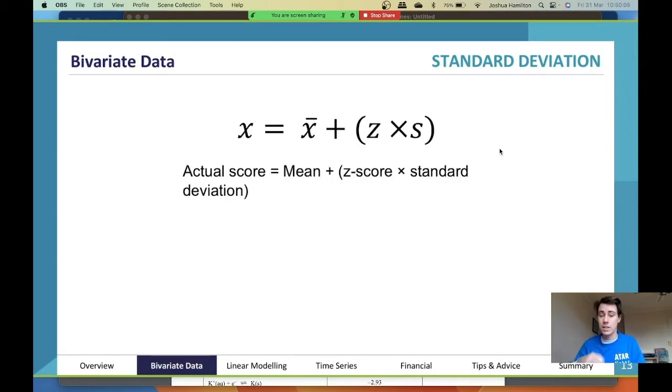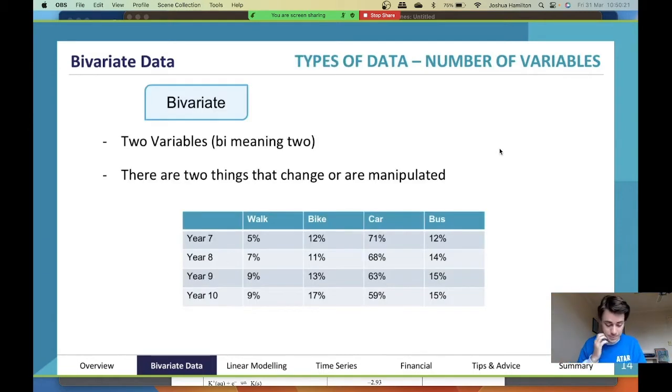The other one that's really going to be common is the actual score. You're never really going to be finding the mean or the standard deviation, as those are given. But sometimes you are asked to find the actual score from the Z-score, and this is how you do it. You have your actual score at the front, then you have your mean plus Z-score times standard deviation.